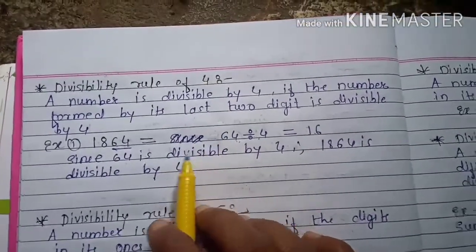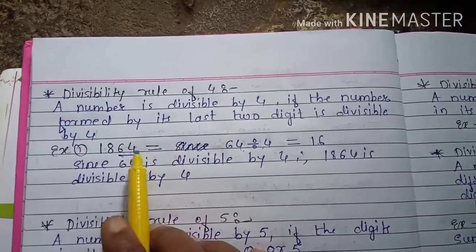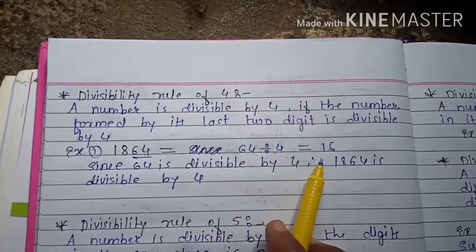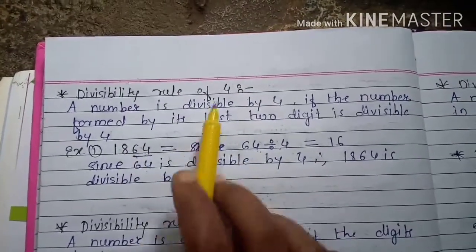For the rule of 4, you have to just see the last two numbers and divide that number by 4. If it is divisible, then the whole number is divisible by 4.